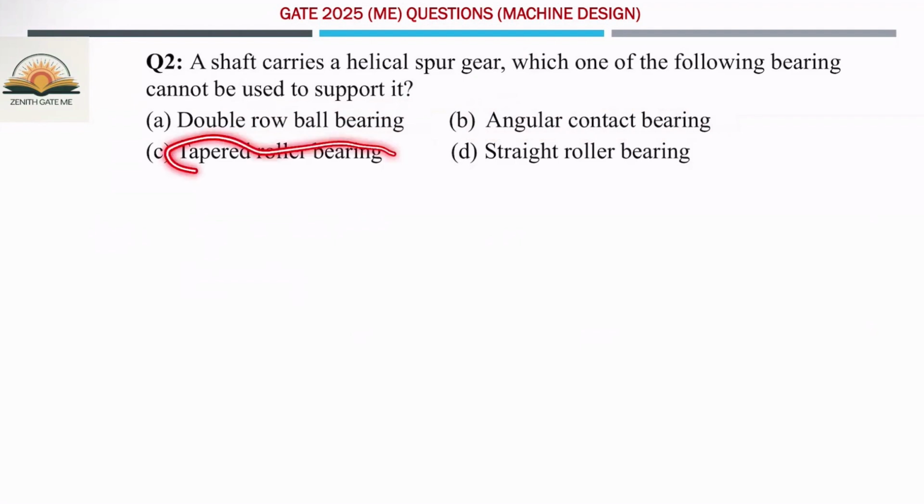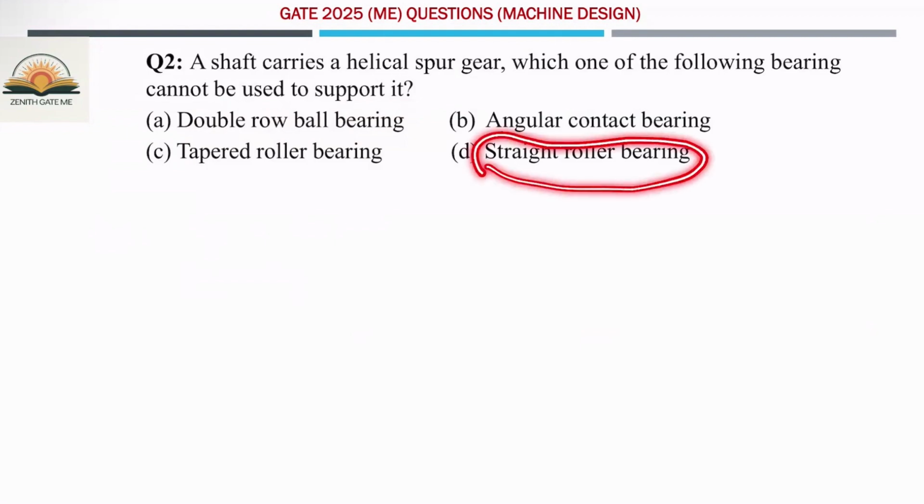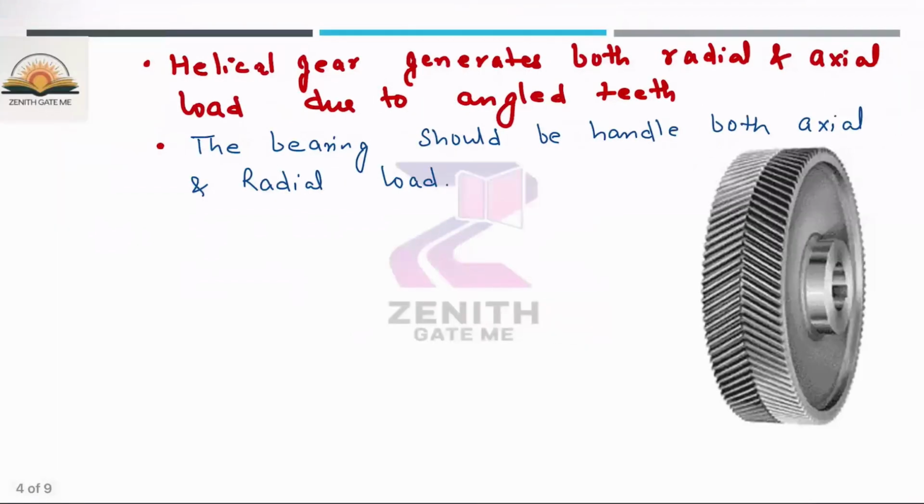But if I talk about the tapered roller bearing, this can also be used for bearing the axial load. That means a high value of axial load as well as the radial load. That's why it is suitable for this helical gear. But if I talk about the straight roller bearing, the straight roller bearing only supports radial load. It cannot support the axial load. So you have to identify which bearing cannot be used for the helical spur gear. That means the straight roller bearing is the correct answer.